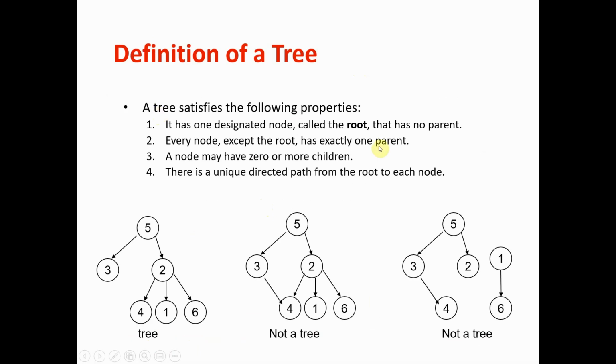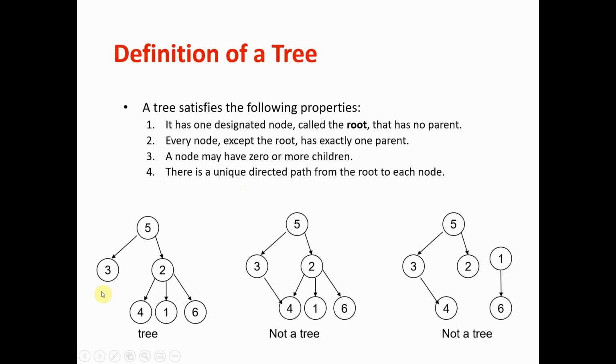So again, let's do a review of the definition of a tree. A tree satisfies the following properties. It has one distinct designated node, or distinguished node, called the root that has no parent. Every node except the root has exactly one parent. A node may have 0 or more children, and there is a unique directed path from the root to each node.